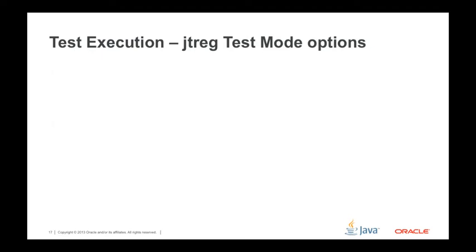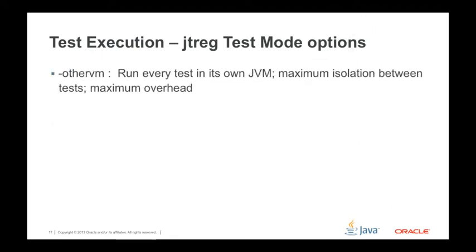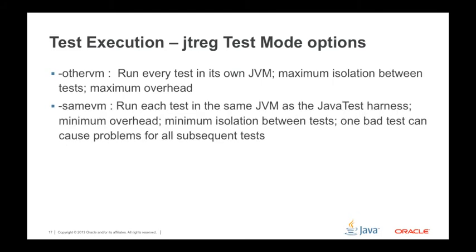JTREG test mode options. With -othervm, every test runs in its own JVM. The advantage is that there is maximum isolation between tests. However, there is maximum overhead with this option. With the -samevm option, all tests run in the same JVM as the Java test harness. This option has minimum overhead and minimum isolation between tests. However, one bad test can cause problems for all subsequent tests.